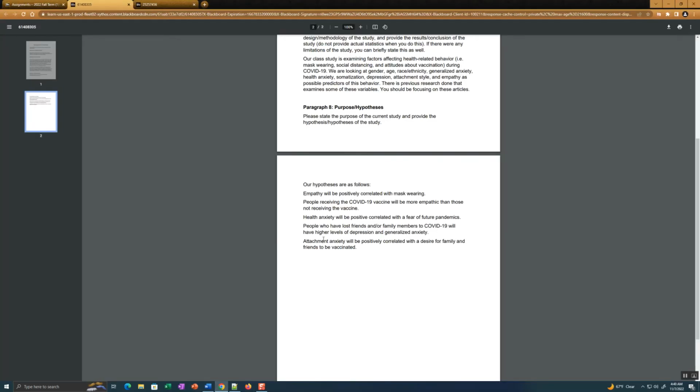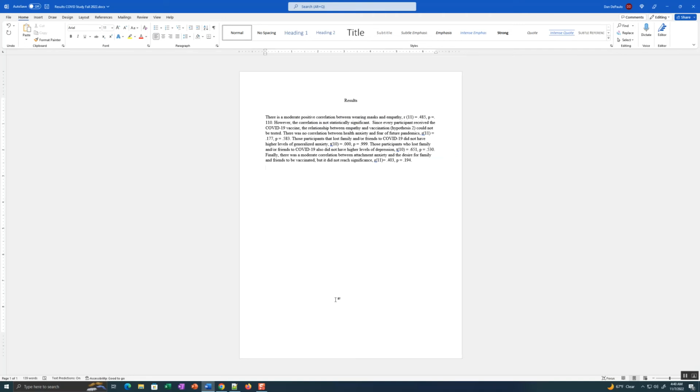The fourth hypothesis, people who have lost friends and family to COVID will have higher levels of depression and generalized anxiety. Let's take a look at that. When we tested that, there was no relationship there. So participants that lost family and friends did not have higher levels of generalized anxiety, and they also didn't have higher levels of depression. So both those hypotheses were not supported as well. So we're not doing too well so far.